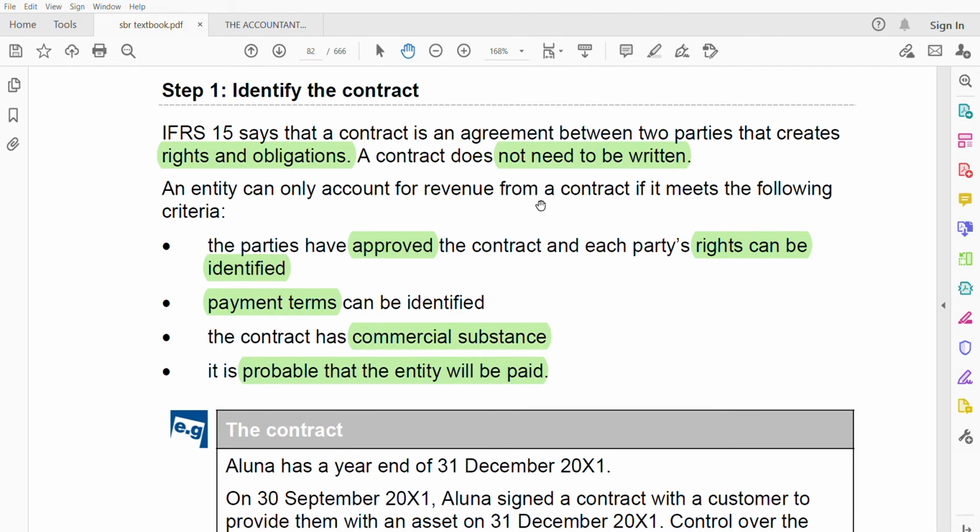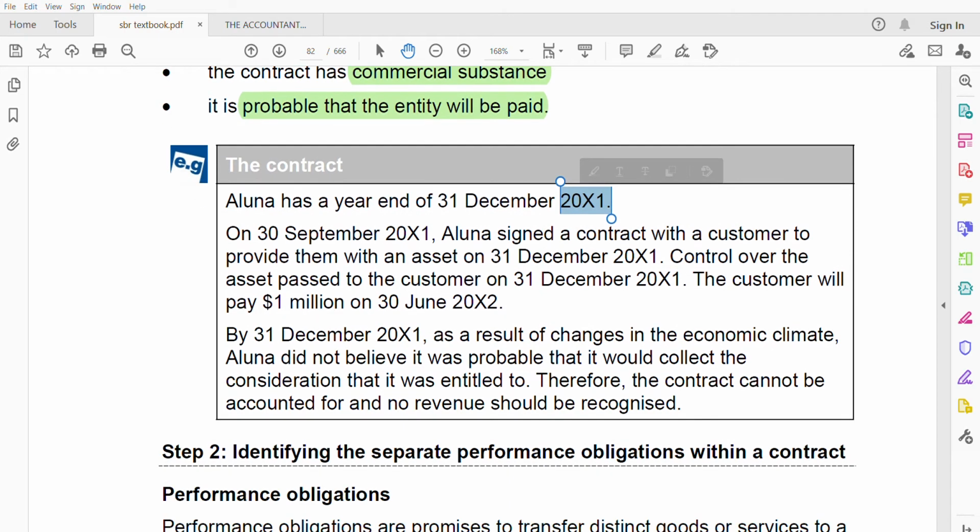Let us go through an example. For each one, we have an example, don't worry, to make it clearer for you before we go to step 2. As at year end 31st December 2001, on 30th September 2001, Luna signed a contract with a customer to provide them with an asset on 31st December 2001. Control over the asset passed to the customer on which date? 31st December. The customer will pay 1 million on 30th June 2002. That comes after 6 months.